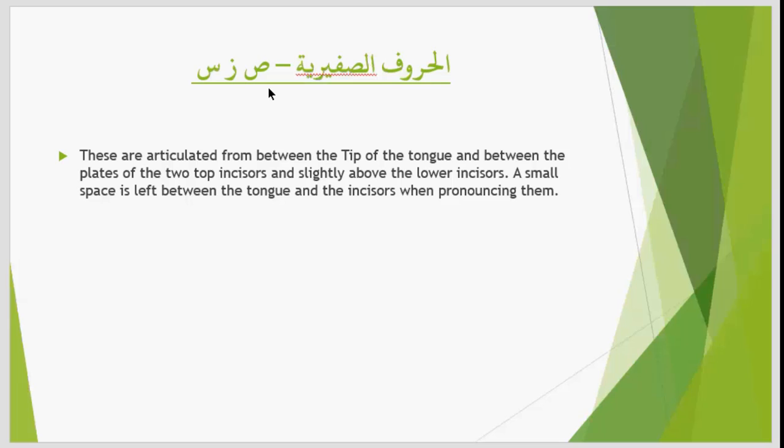Za, like a buzzing sound, z, and then the Sin and Sad. Okay, and what is the makhraj of these three letters? These are articulated from between the tip of the tongue and between the plates of the top two incisors, slightly above the lower incisors. Okay, a small space is left between the tongue and the incisors when pronouncing them.